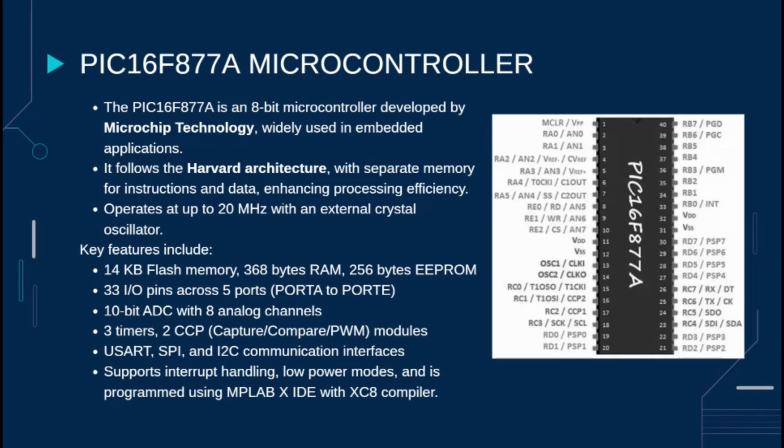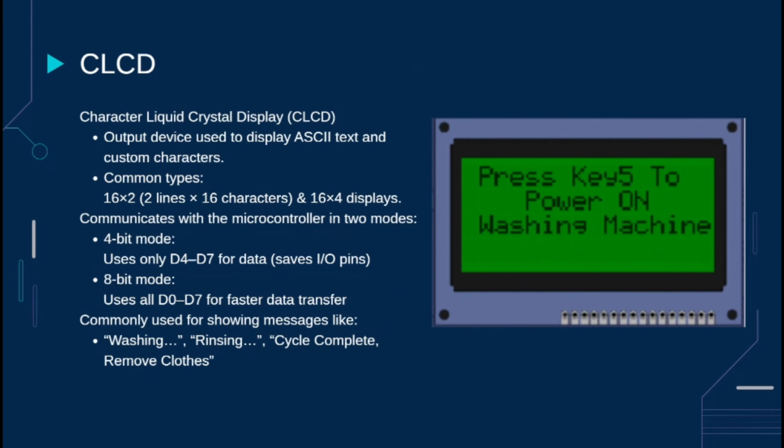It features 33 input-output pins across 5 ports, a 10-bit ADC with 8 channels, 3 timers, and 2 CCP modules for pulse width modulation. And it also supports USART, SPI, and I2C communication. So all of this makes it a solid choice for small control-based applications like the one that we're doing today, washing machine simulator. Now let us quickly look at the peripherals that are being used for this project.